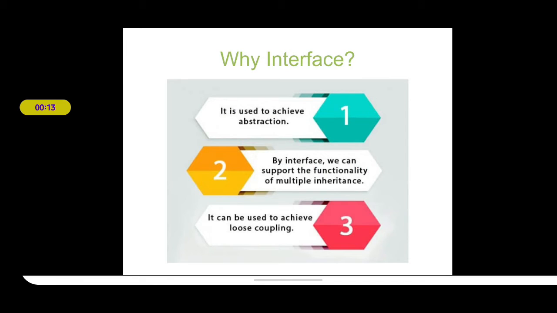Why interface? In this figure we can see that it is used to achieve abstraction. That means interface is the mechanism to achieve abstraction in Java. By interface we can support the functionality of multiple inheritance. That means we cannot use multiple inheritance in class, but we can use multiple inheritance in interface. It can be used to achieve loose coupling.